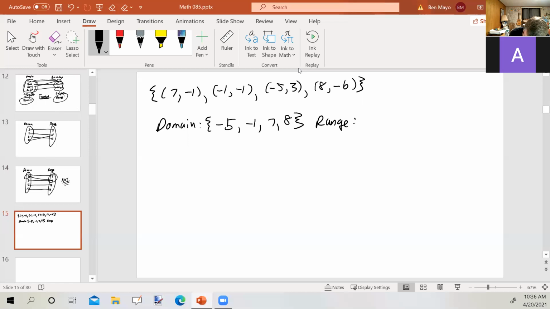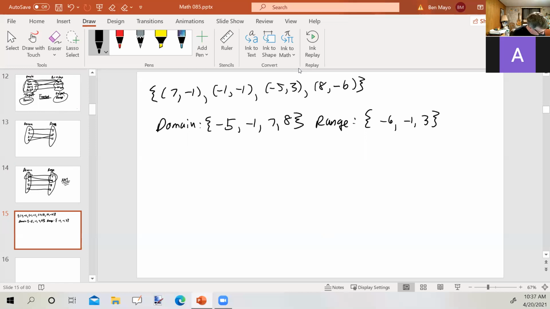The range would be -6, -1, and 3. And you might look at this and say, well, the domain is just the X values and the range is just the Y values, to which I would respond, yes. Okay.